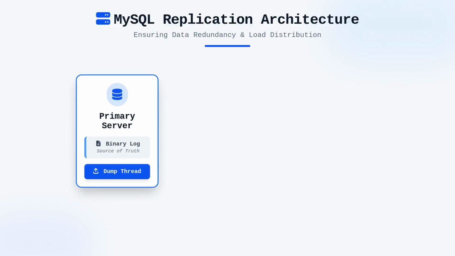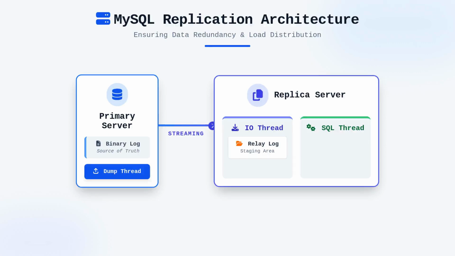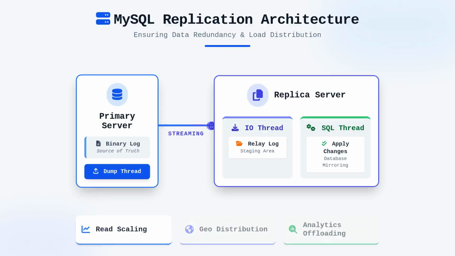A dedicated dump thread on the primary reads these binary log events and streams them to the I/O thread running on the replica server. This I/O thread then writes the incoming data into a relay log, a local file that serves as a staging area for subsequent execution. Finally, the SQL thread on the replica reads the relay log entries and applies the contained modifications to the local database, effectively mirroring the state of the primary. This asynchronous process is the foundation upon which features like read scaling, geographic distribution, and analytics offloading are built in professional environments.